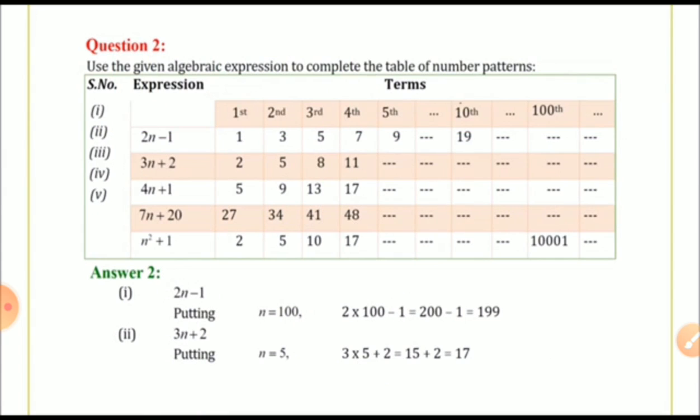Use the given algebraic expressions to complete the table of the number pattern. 100th one, 10th one, dot dot dot. Will you put it here or not? n is equal to 100. Correct. 199. 200 minus 1 is equal to 199. In the first one, 199 has come, beta.